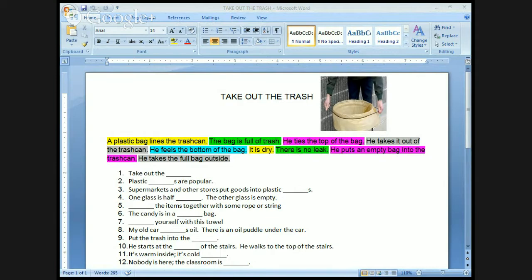While we're waiting for someone to type the name in the chat box, I will tell you exactly what goes into these sentences. Take out the trash. Plastic bags are popular. Supermarkets and other stores put goods into plastic bags. One glass is half full. The other glass is half empty. Blank the items together with some rope or string. That would be tie the items together with some rope or string. The candy is in a plastic bag.